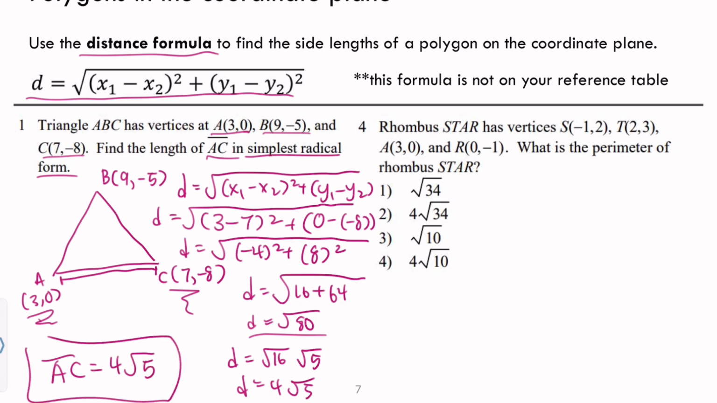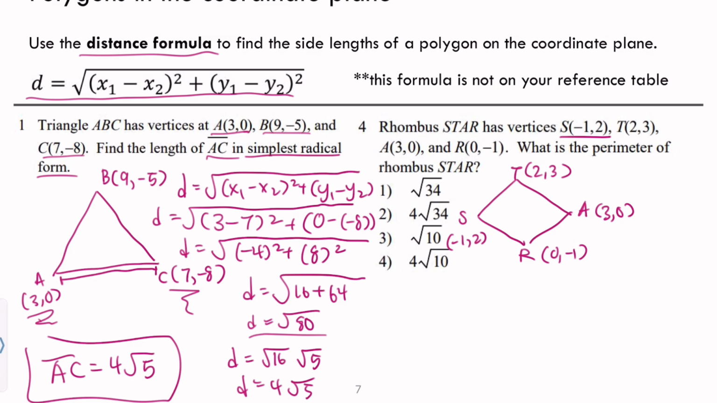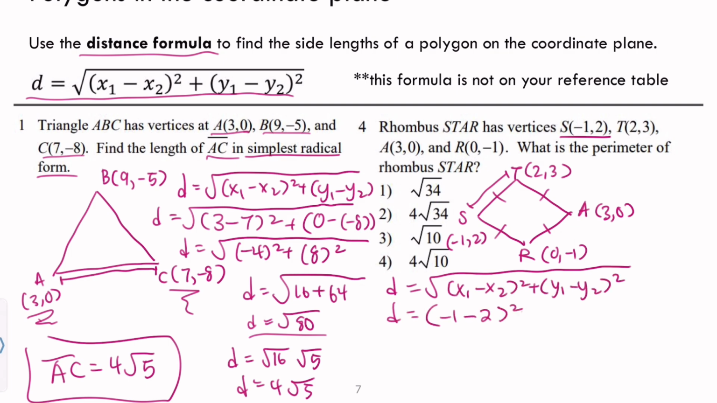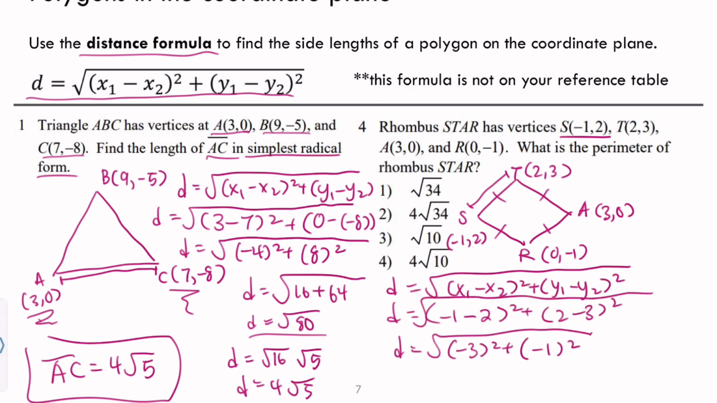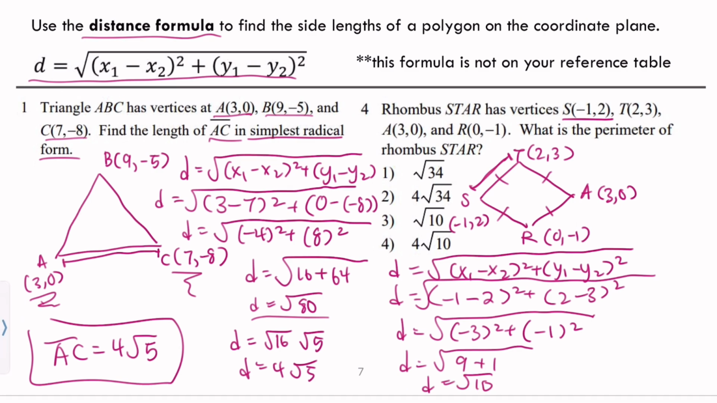That's our answer. Rhombus STAR has vertices S (-1, 2), T (2, 3), A (3, 0), and R (0, -1). What is the perimeter of rhombus STAR? To find the perimeter, right, we have to add the distances of all 4 sides. But we know that in a rhombus, all 4 sides are congruent to each other. To find the distance, we just plug it into the distance formula. Okay, so the distance of ST comes out to be radical 10. Since we're finding the perimeter, it has to be 4 times radical 10, right? So the answer is equal to 4 radical 10.